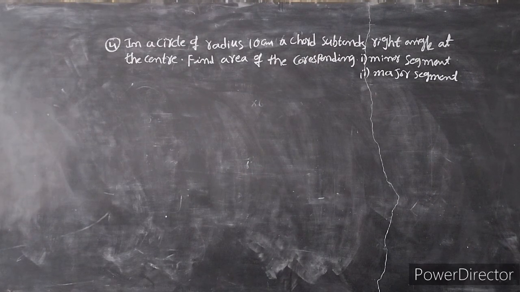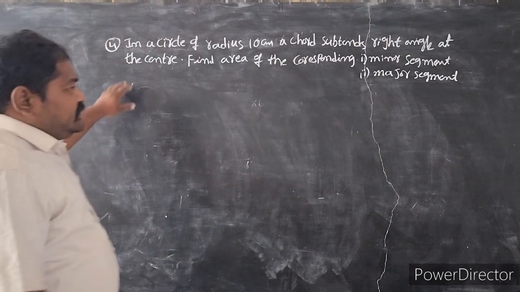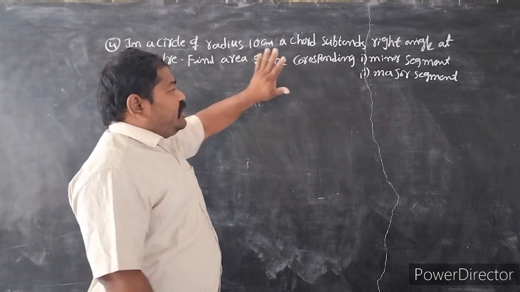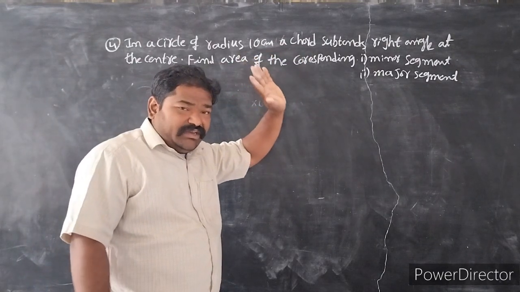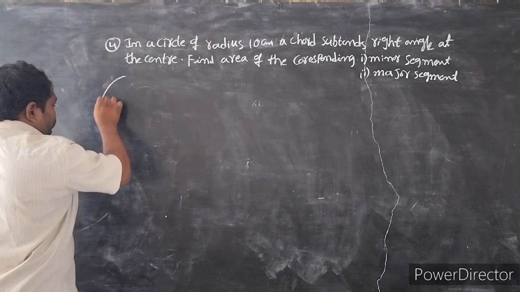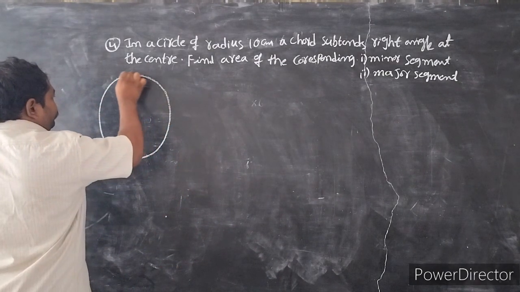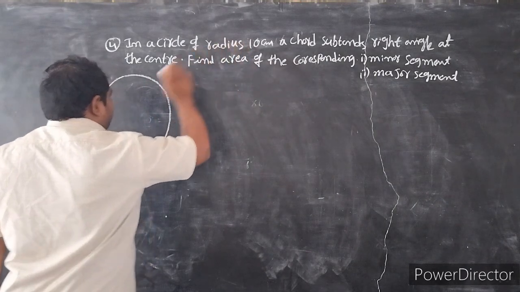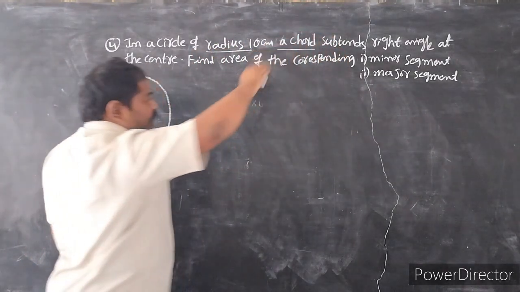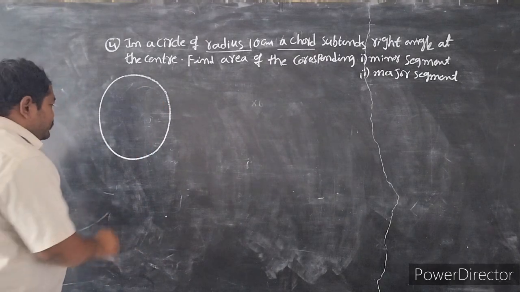And next question: in a circle of radius 10 centimeters, a chord subtends a right angle at the center. Find the area of the corresponding minor segment as well as major segment. What the given data is: this is a circle, radius 10 centimeters. Next, a chord subtends a right angle at the center.